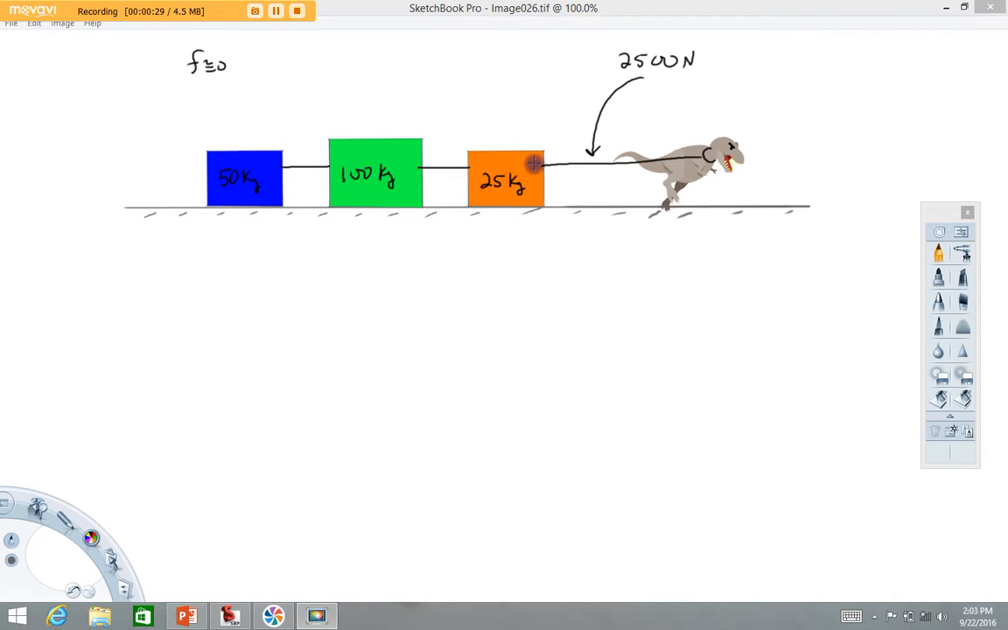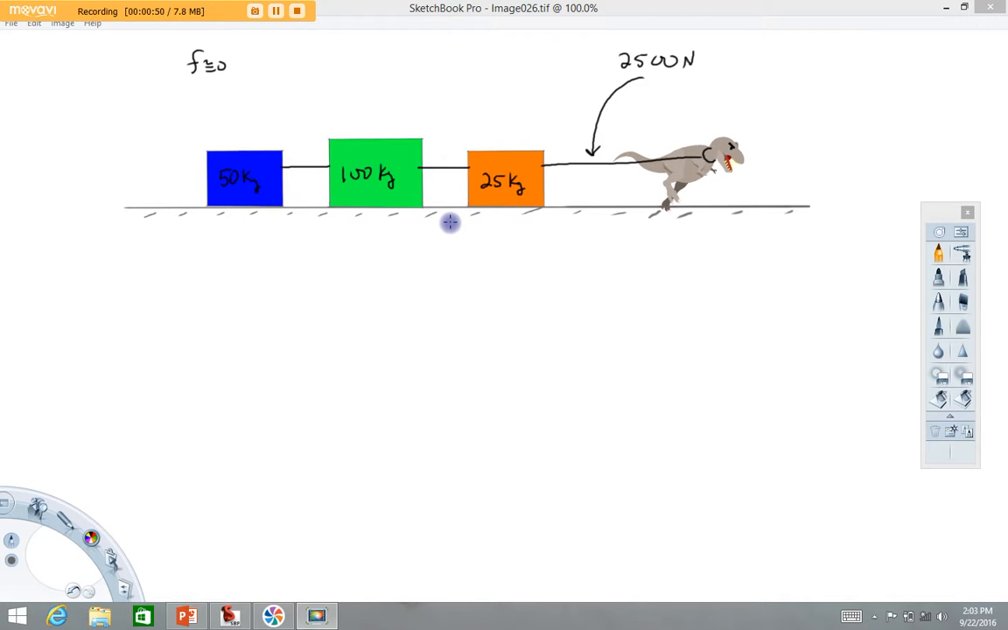We've got this 25 kilogram load that's attached via a rope to a 100 kilogram load that is attached via another rope to this 50 kilogram load. And what we're going to do is calculate the tension in each of these ropes, assuming a frictional force of basically 0 along the surface.